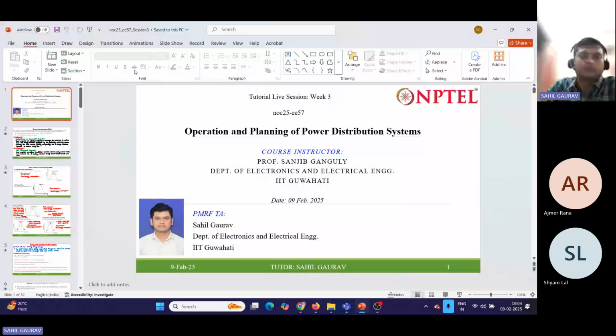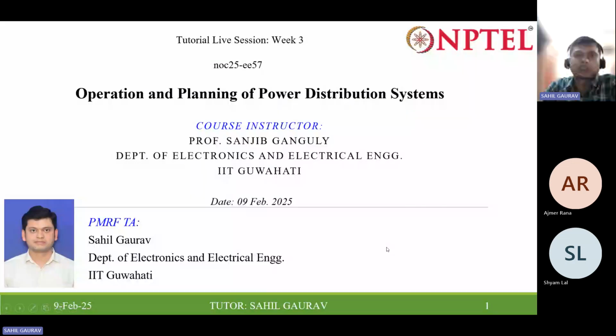A very good evening to all. I am Sahil Group. So here we are. I am going to take the live tutorial session number 3 for the course Operation and Planning of Power Distribution System. In the last session, we solved problems based on load modeling, and today in this session we continue to solve problems based on load modeling. Basically, in load modeling, we will focus more on demand side management.